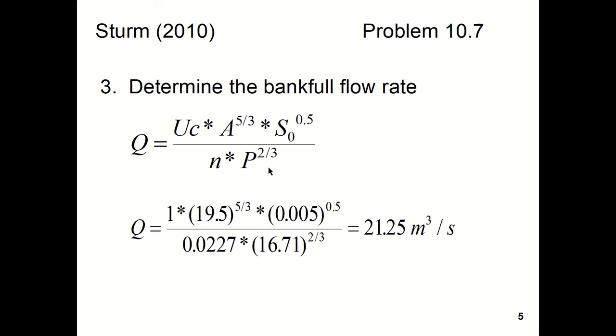So simply Manning's equation, as we've done many times in this semester, putting the numbers in. Notice that the units constant for SI units is 1. The area, the bottom slope, it appears in this particular version that Manning's n has a 0 missing here. So remember, it was 5/10,000ths, not 5/1,000ths. So that's an error in the slide. That gives a bankfull flow rate of 21.25 cubic meters per second.